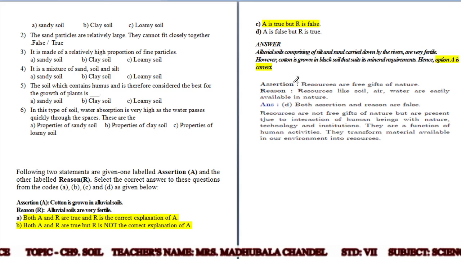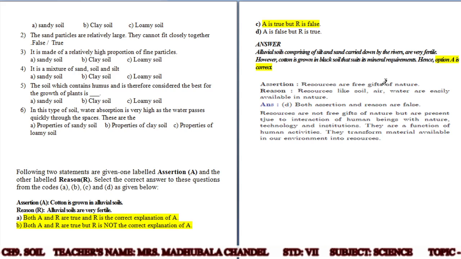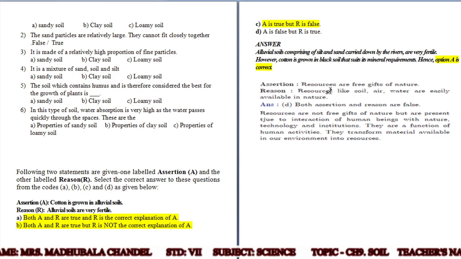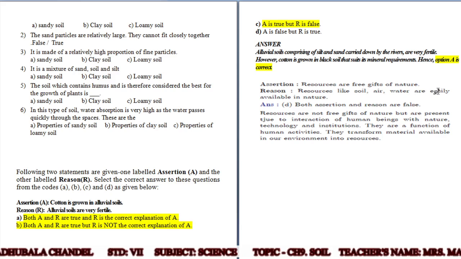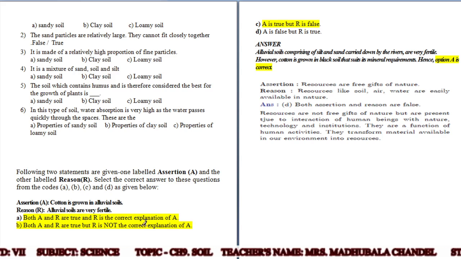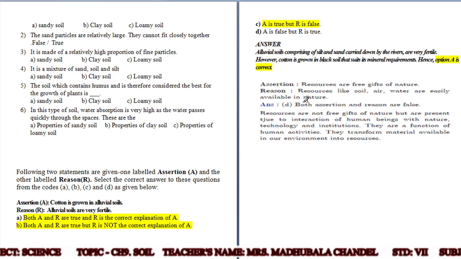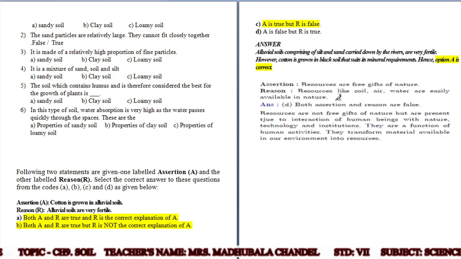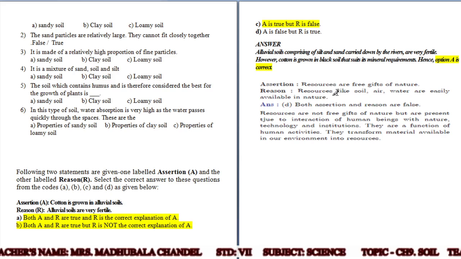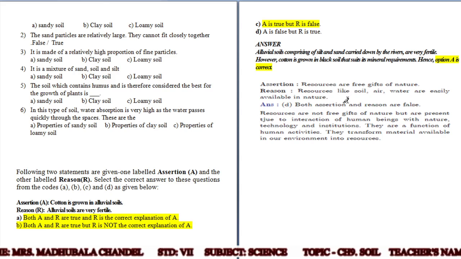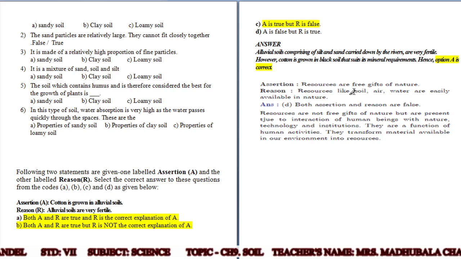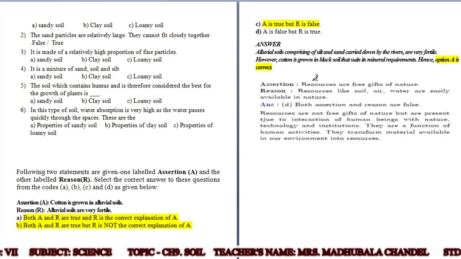Okay, let's see one more. Assertion: resources are free gifts of nature. And the reason: resources like soil, air, water are easily available in nature. So here again both A and R, and now here it will be having different options. So you have to read. Here I have missed writing those A, B, C and D options. So here it was that both assertion and reason are false.